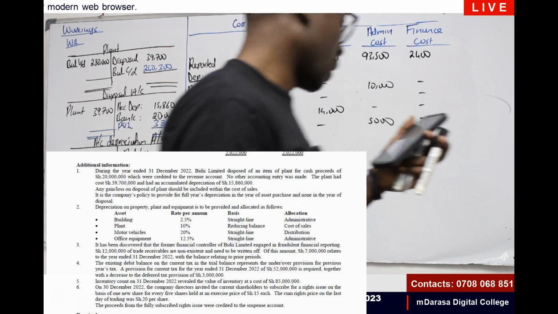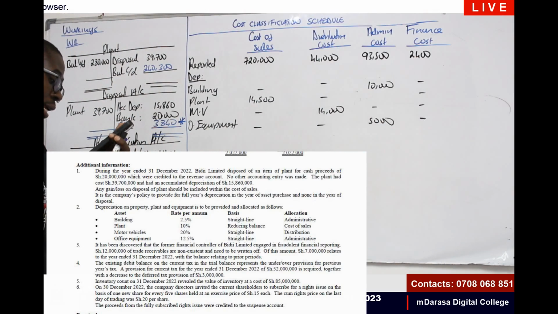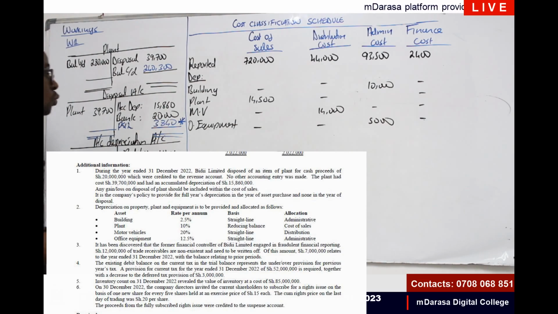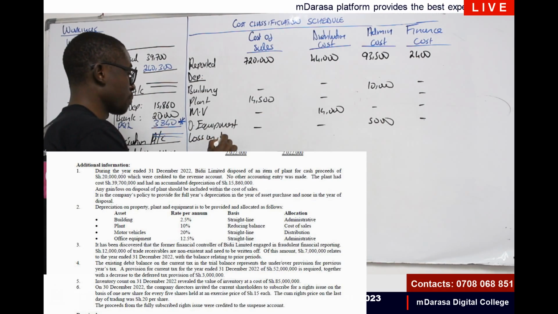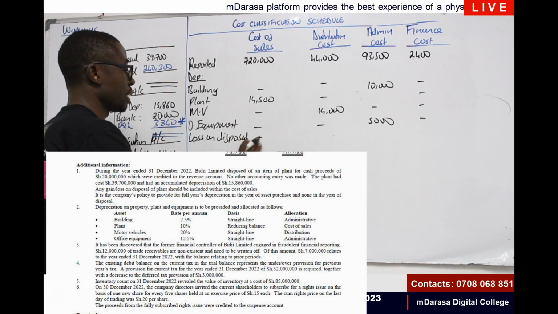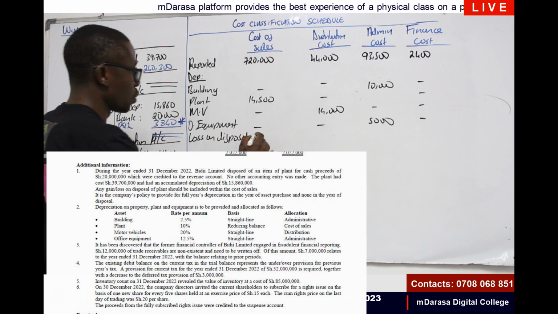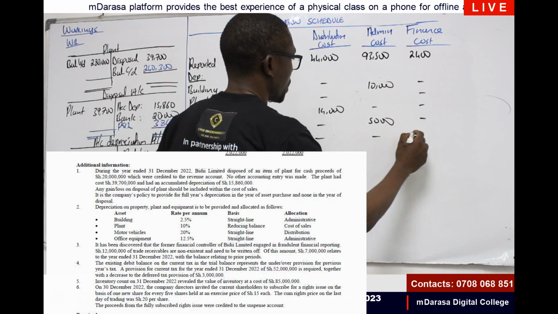If you can check note 1, a good examiner had mentioned to us that any gain or loss on disposal of plants should be included within cost of sales. Just check that note 1. And here, according to our computation, we realize that we had a loss on disposal, which you are going to take in note 1, and therefore we take it under cost of sales, a value of 3840, because that is what you had computed. 3840, cost of sales.